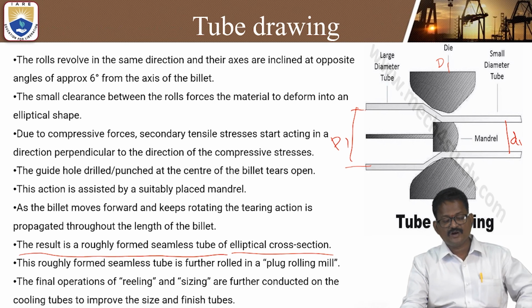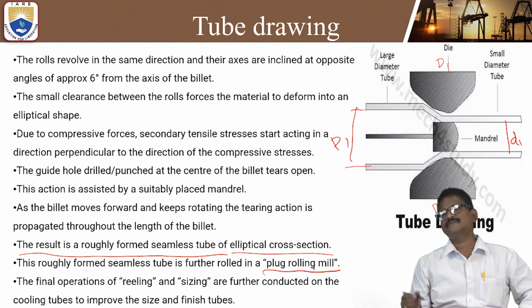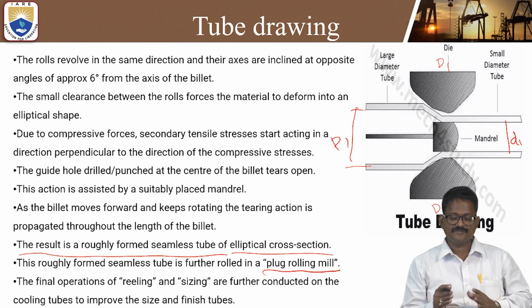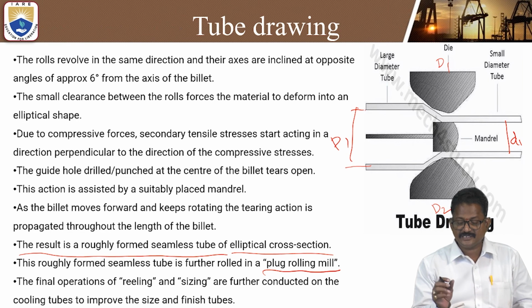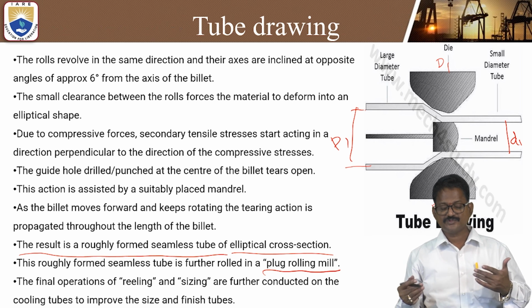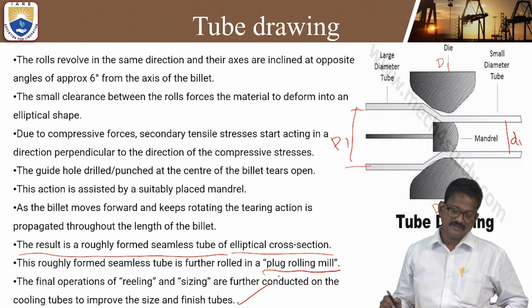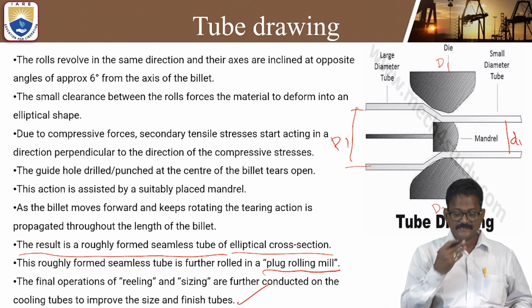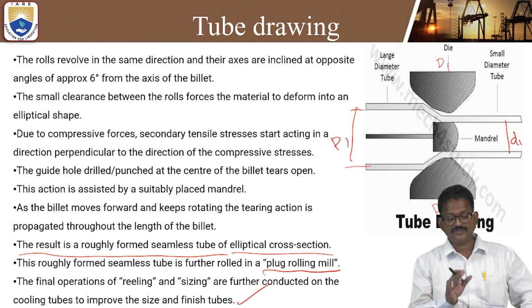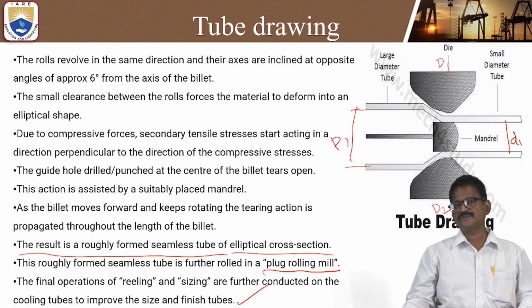This roughly formed seamless tube is further rolled in a plug rolling mill. The final operations of sizing, reeling and finishing are further conducted while cooling the tubes to improve the size and finish of the bore. Even for the final preparation of reeling and sizing, you should conduct the cooling of tubes to improve the size and finish so the tubes can be perfected.